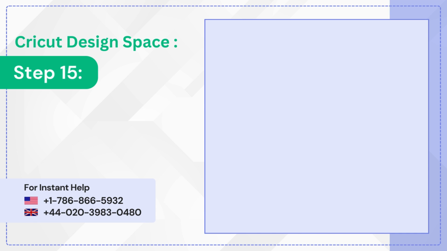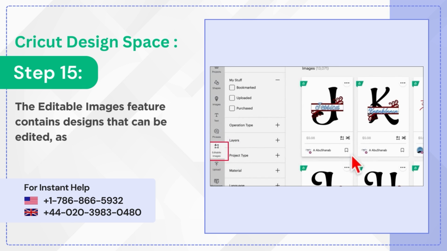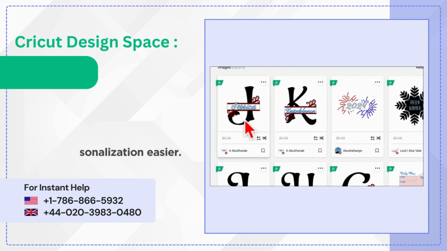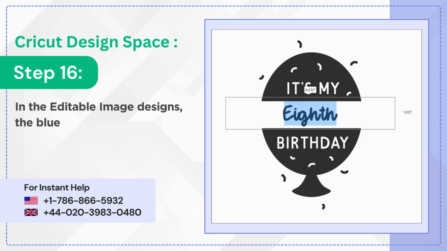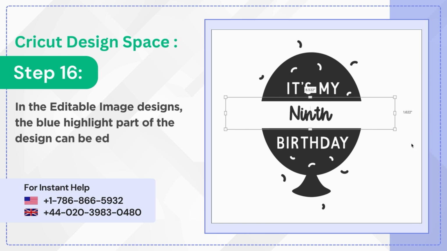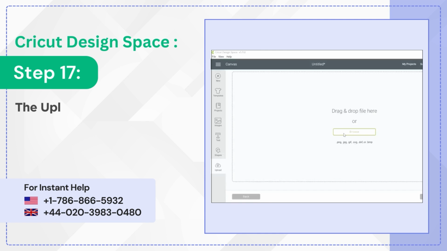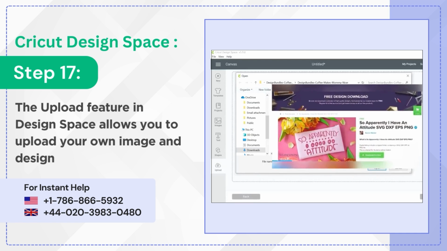Step 15. The Editable Images feature contains designs that can be edited, as the name suggests, to make personalization easier. Step 16. In the editable image designs the blue highlighted part of the design can be edited. Step 17. The Upload feature in Design Space allows you to upload your own image and design for your project.